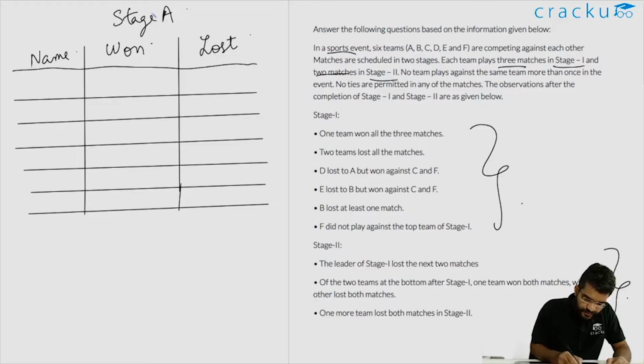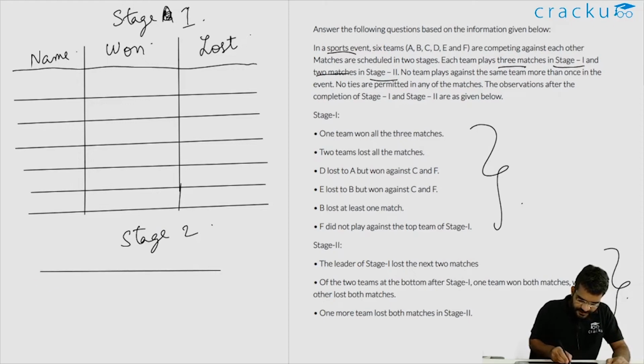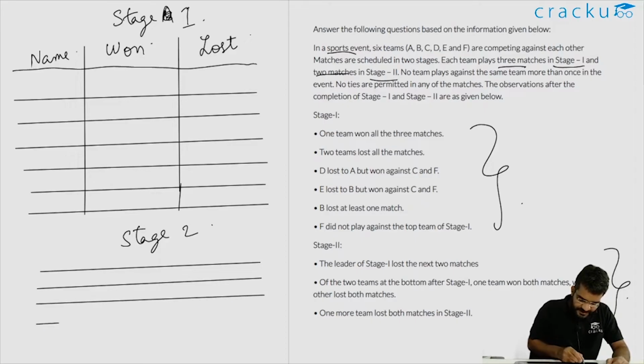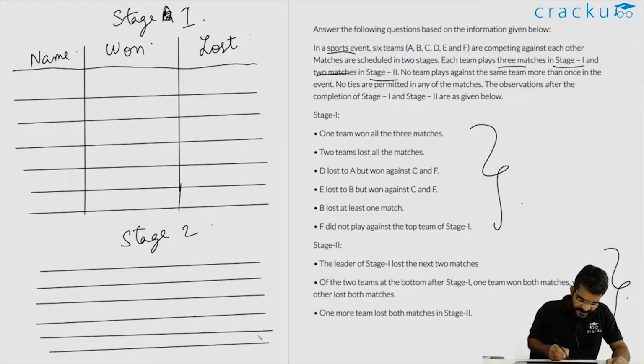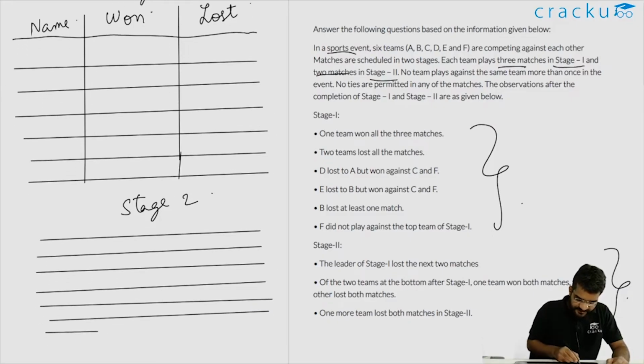This is stage 1, and we'll do the same for stage 2. Again we'll draw 6 rows. This is for A, this is for B, this is for C, this is for D, this is for E, and this is for F. This is A, B, C, D, E and F.